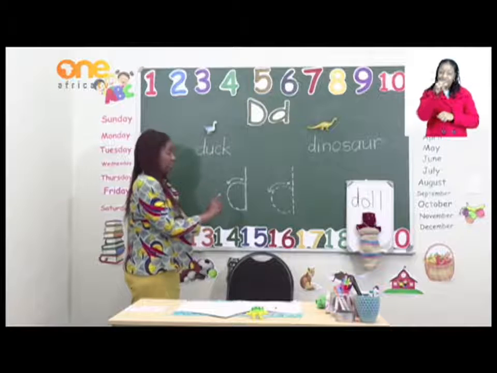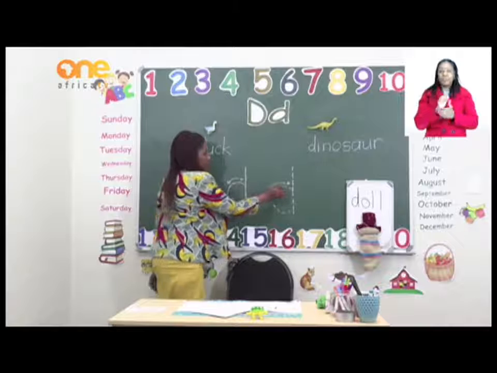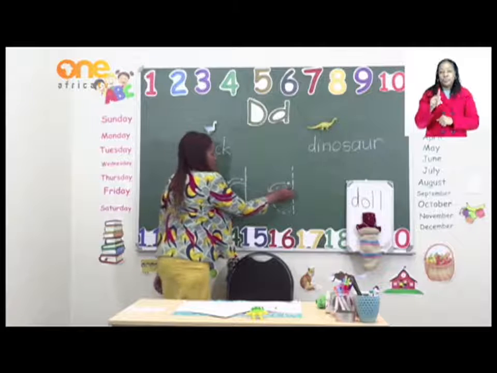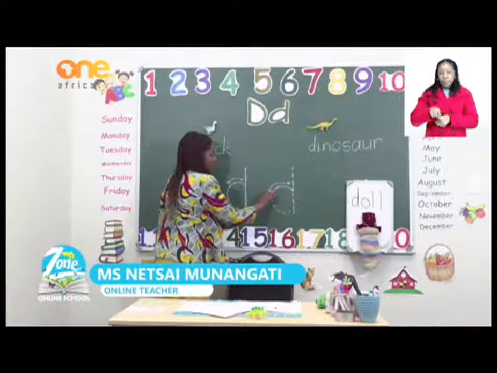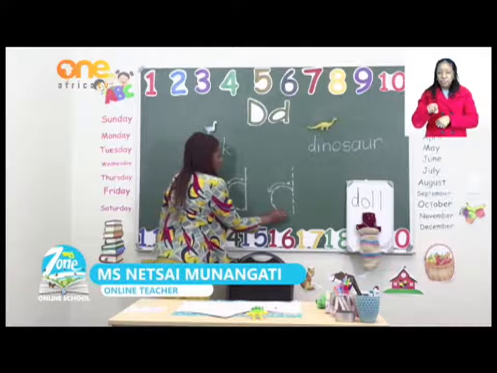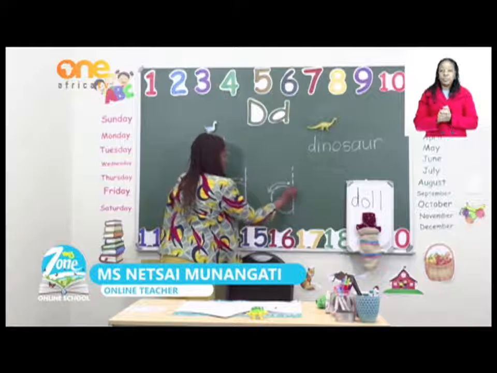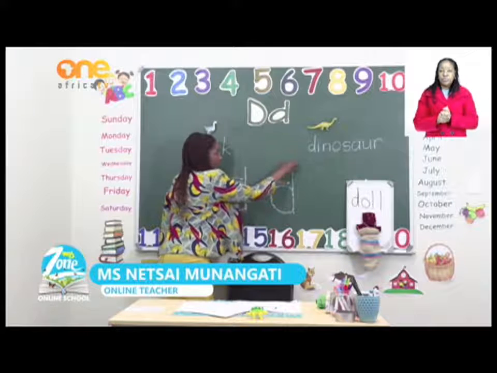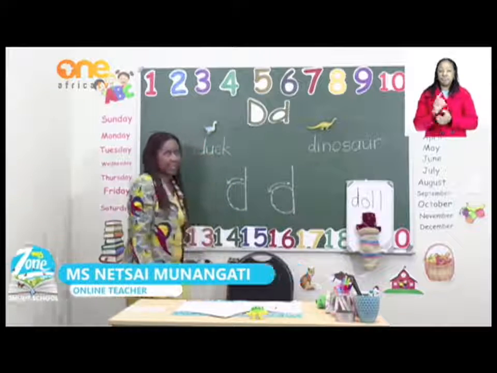Let me try to demonstrate once more. We will start where the dot is. We go round following the writing direction around the duck's tummy. We go all the way round. Then when we get somewhere here, we go straight up, up, up, and we go down. That is how we write letter D.